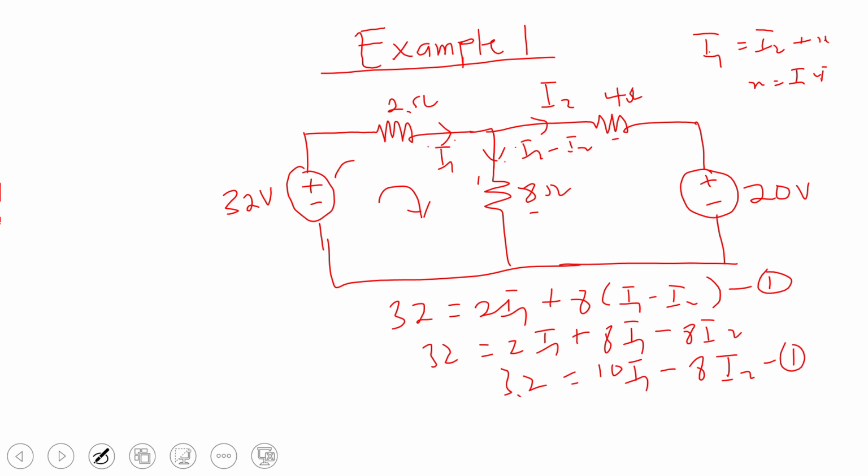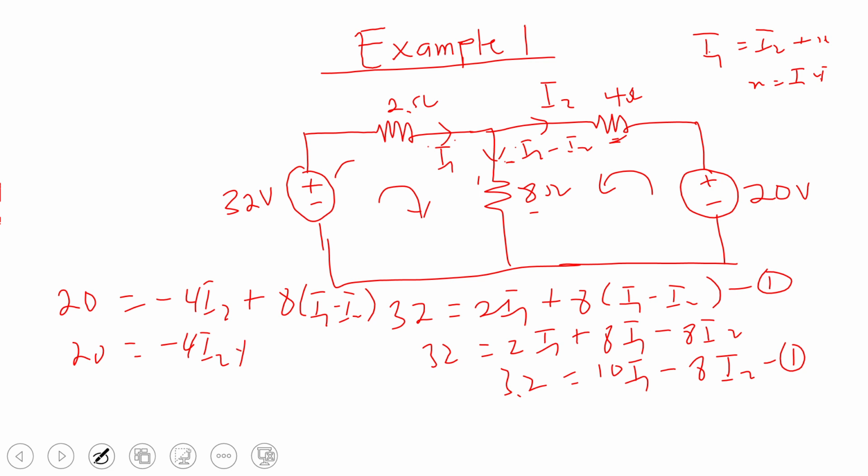Now, when I take the next loop, let me go in the anti-clockwise direction, so I'll say 20, because I'm leaving the positive terminal, is equal to, here I'm going against, so minus 4I2. Here I'm following the direction, so plus 8(I1 minus I2). So here will be 20 equal to minus 4I2 plus 8I1 minus 8I2. And I'll get 20 equals 8I1 minus 12I2 as equation 2.